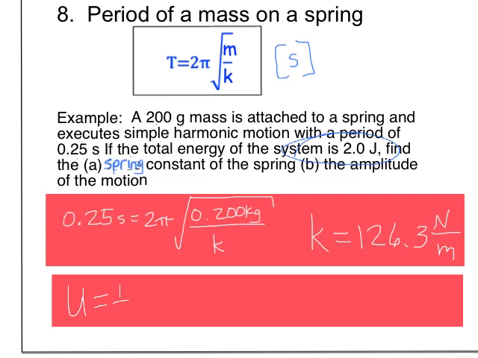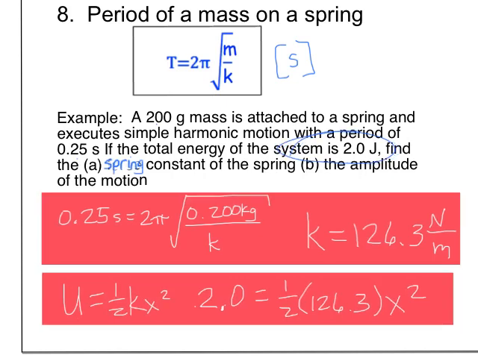Our potential energy is 1/2 kx squared. So we're going to say 2 joules equals 1/2, plug in your K, and then x squared, and you're solving for x when they ask you for the amplitude. You should get about 0.18, so somewhere around 18 centimeters. Anybody need help with part B?